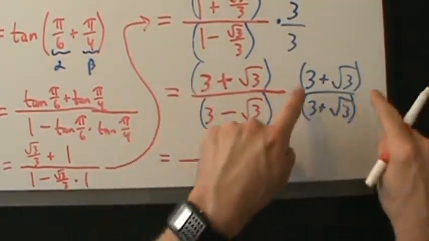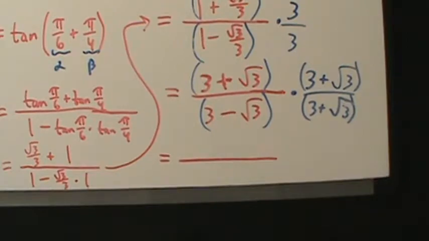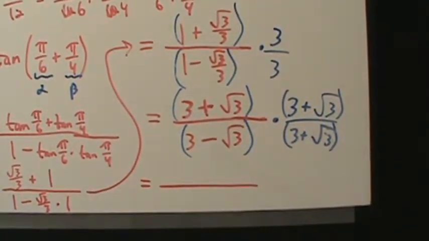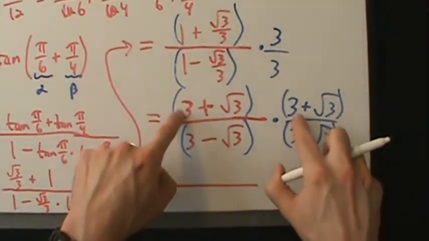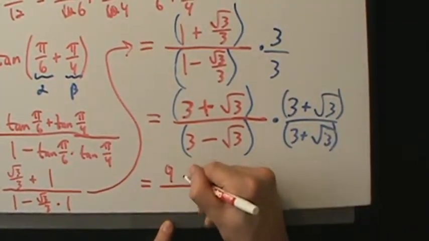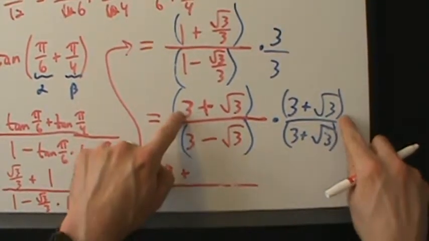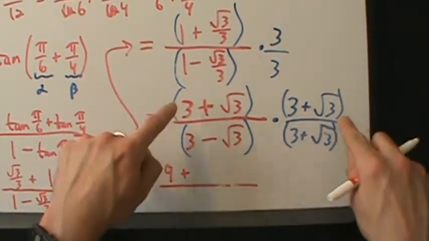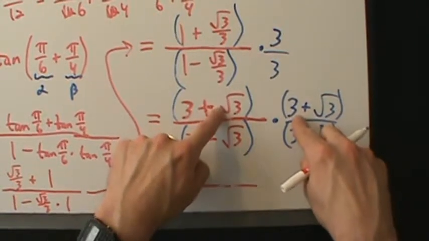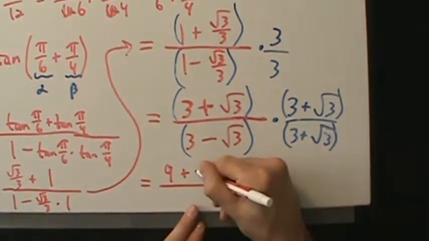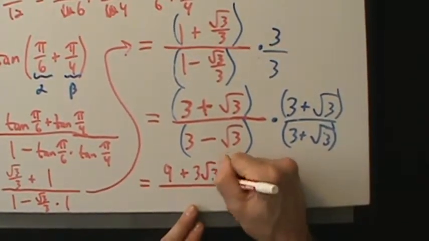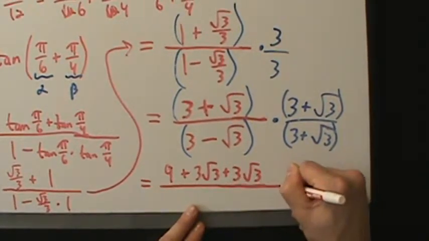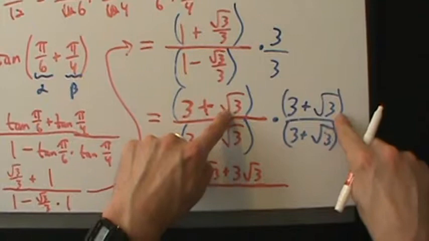so 3 plus root 3 times 3 plus root 3 on the top. So actually what we want to do there is FOIL. So 3 plus root 3 times 3 plus root 3. So if we FOIL, first gives us 3 times 3, which is 9. Outer gives us 3 root 3. Inner also gives us 3 root 3, right? So it's 3 root 3 plus 3 root 3. Okay, so we'll just write that out. So 3 root 3 plus 3 root 3. And then last, root 3 times root 3.